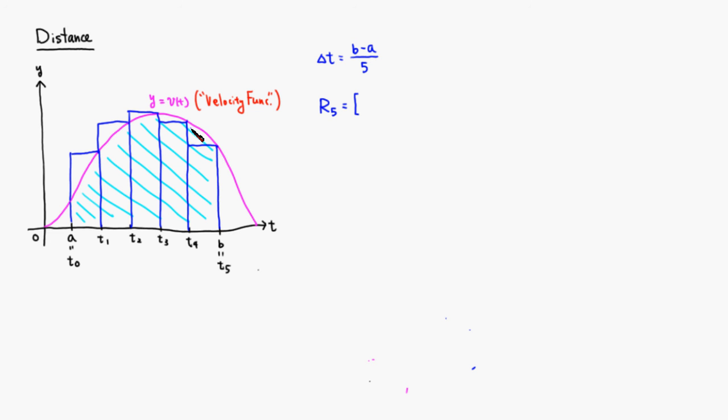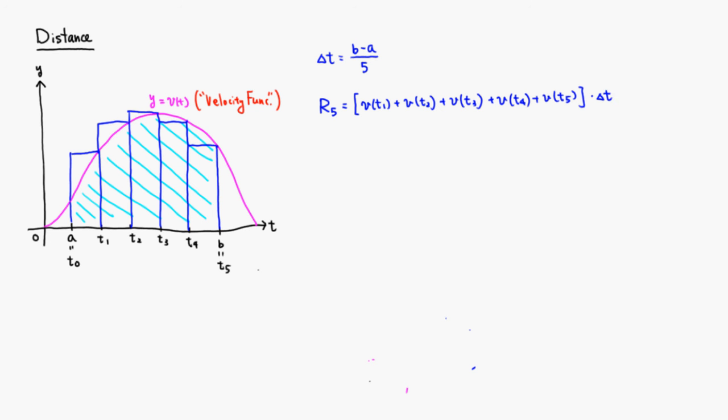You can see that the height of the first one is determined by v of t1. The second one is v of t2, the third one is v of t3, the fourth one is v of t4, and the last one is v of t5. Then multiply by the width, which is delta t.